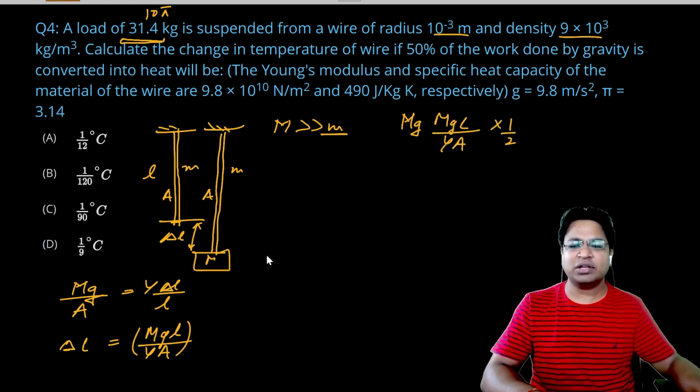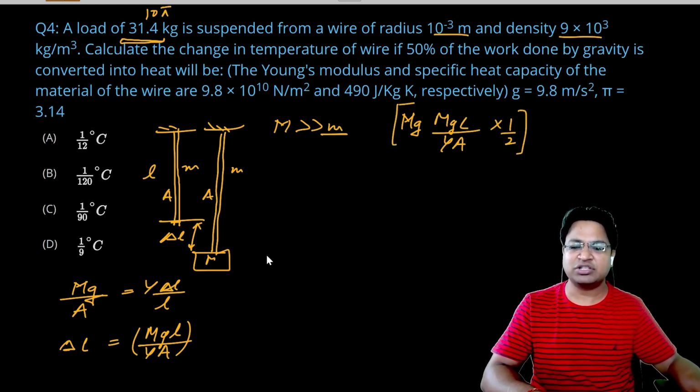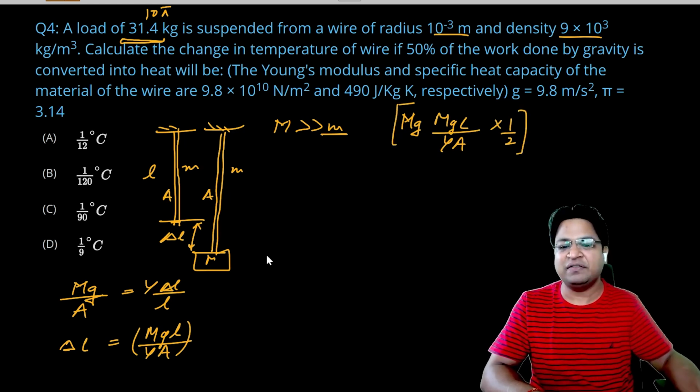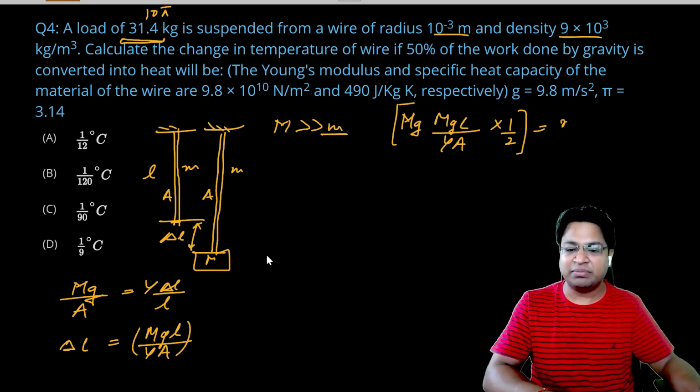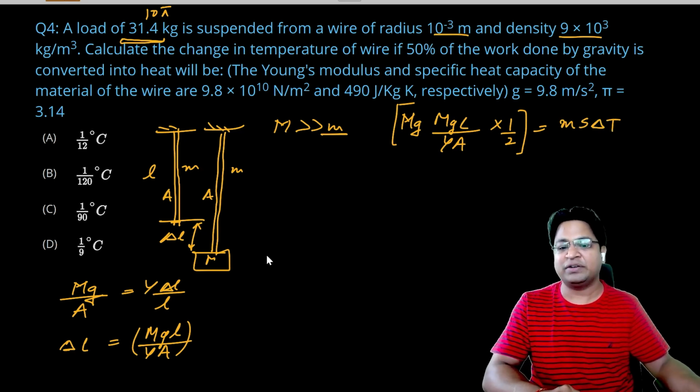Half of this is converted into heat. So this is the amount of heat, and we are assuming that this entire heat was absorbed by the wire itself. So that will lead to an increase in temperature of the wire. So we will write mass of wire into S into delta T, and from here we are going to find the value of delta T.